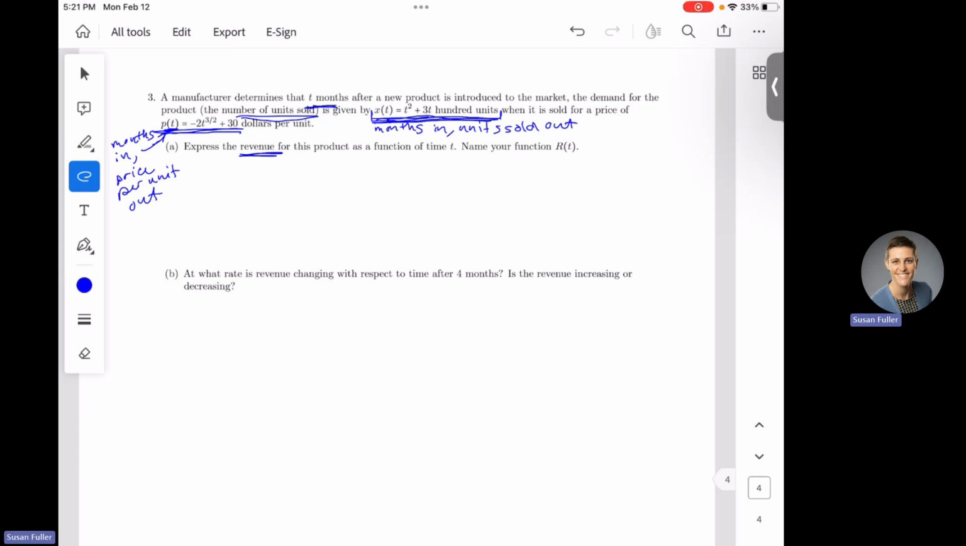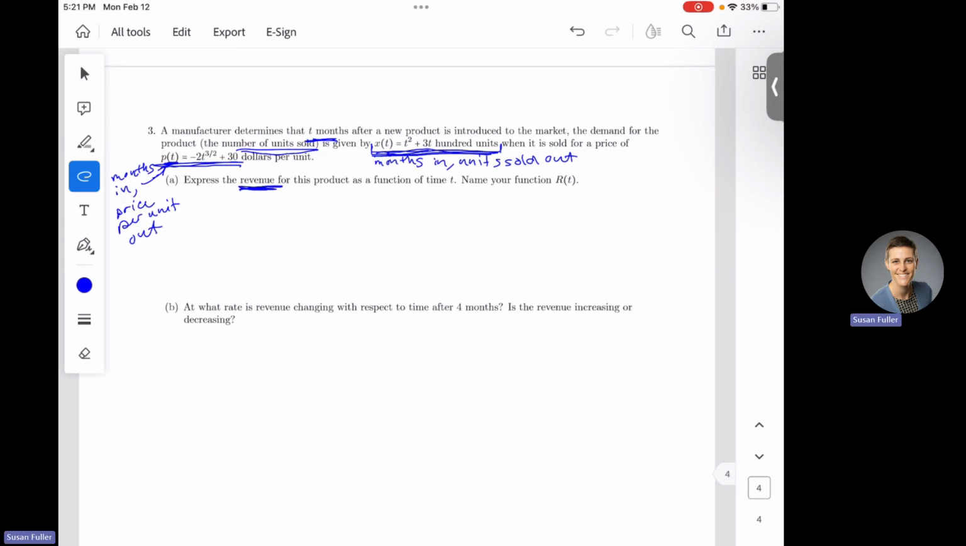I want the revenue for this product as a function of time. Okay, revenue. Revenue is cash money. How much money is coming in from the sale of these units? How do I get money? Well, I have price per unit that they're selling for, and I have the number of units sold. I have dollars per unit and I have units sold. How do I get dollars out of this?